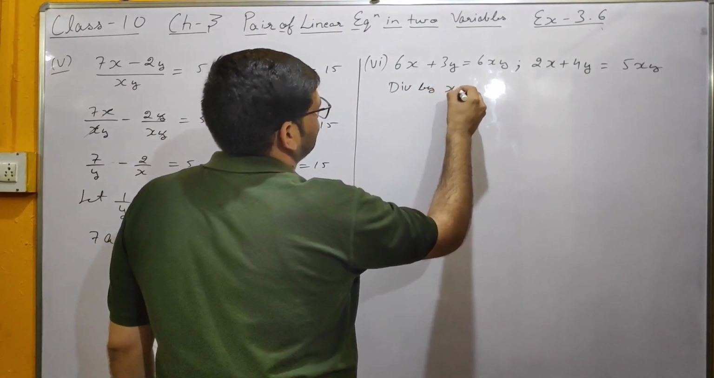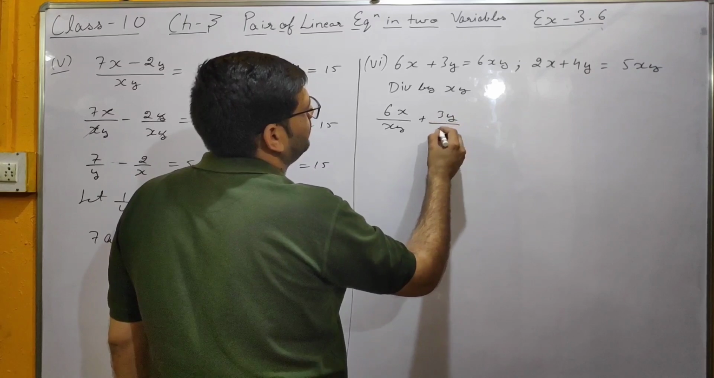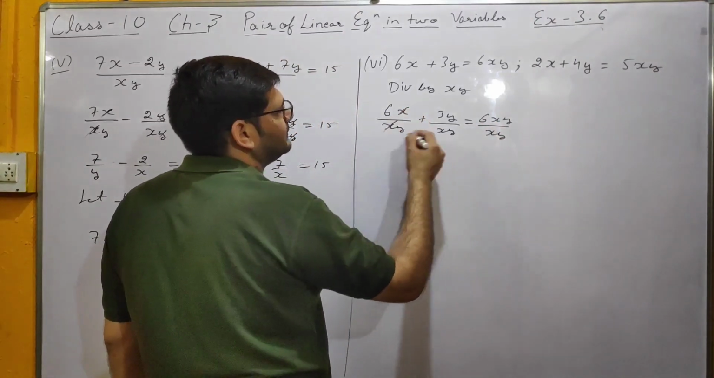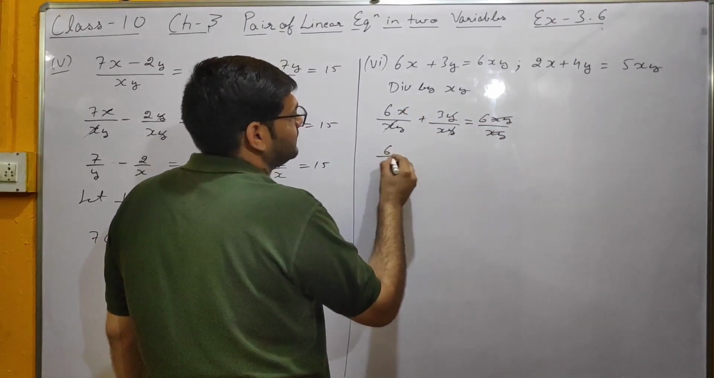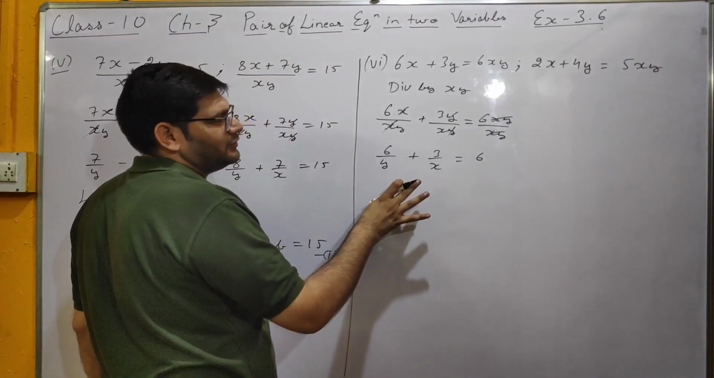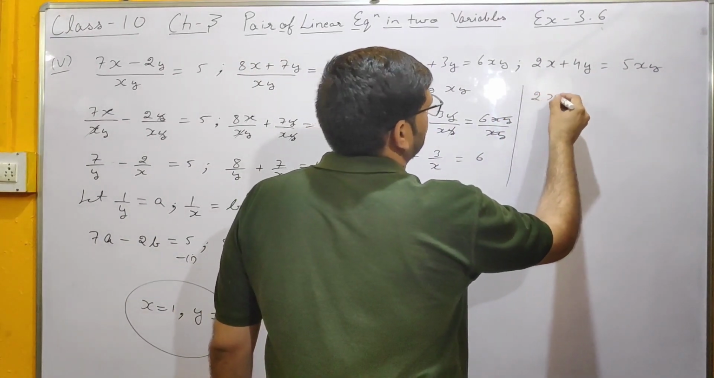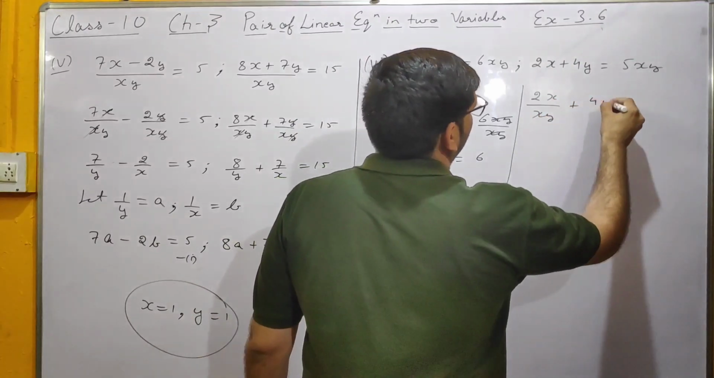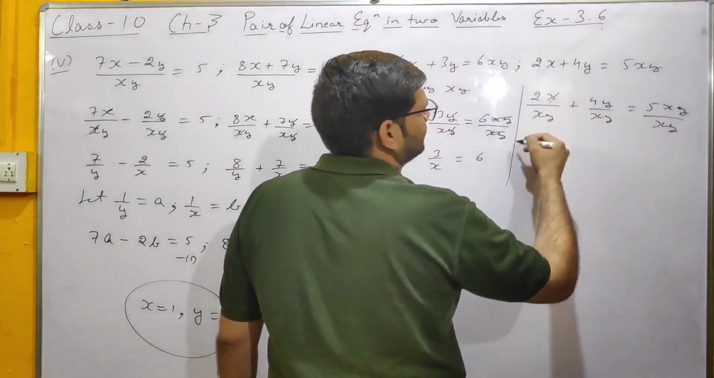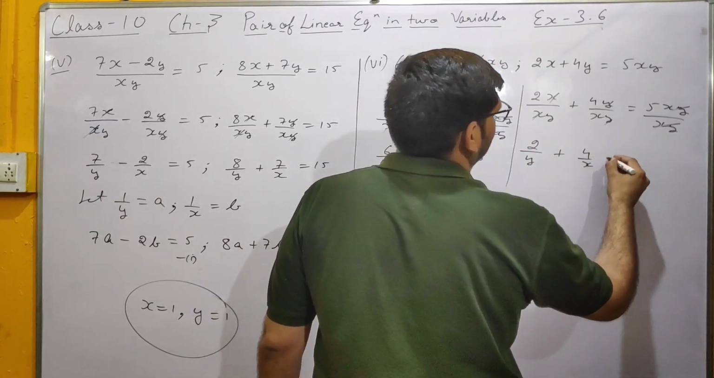by xy. So it will be 6x upon xy plus 3y upon xy equals to 6xy upon xy. So now x cancel, y cancel, xy cancel. So 6 by y plus 3 by x equals to 6. This is the first equation. Then you can say 2x by xy, then plus 4y by xy equals to 5xy by xy. So x cancel, y cancel, xy cancel. So 2 by y plus 4 by x equals to 5.